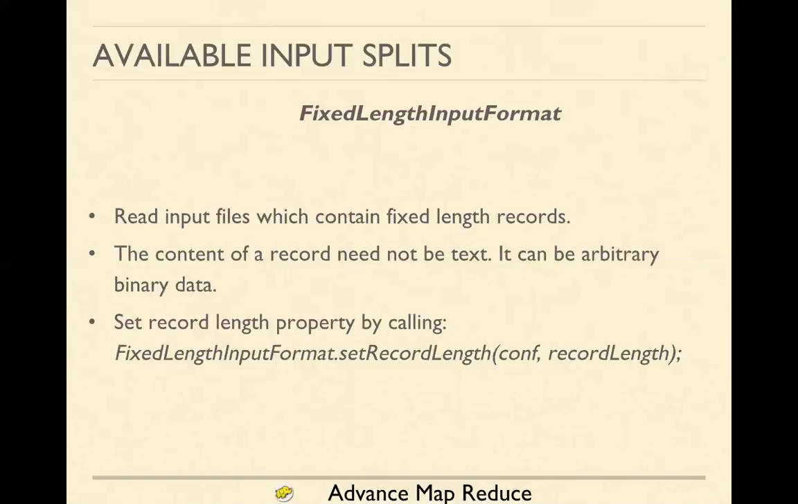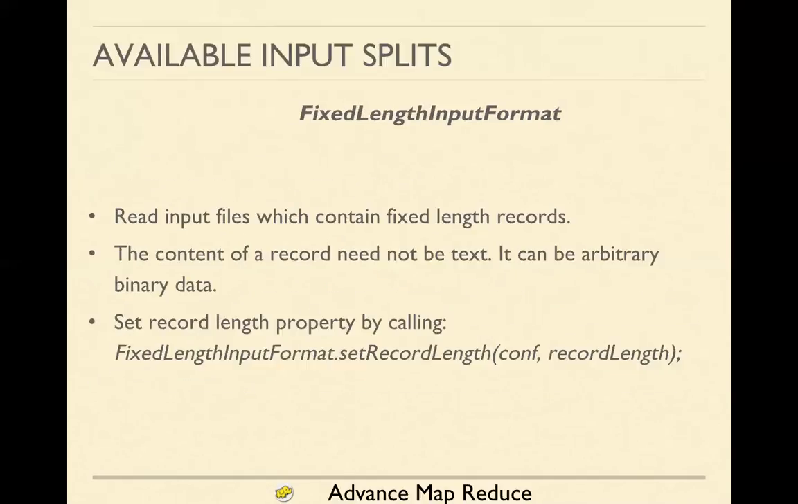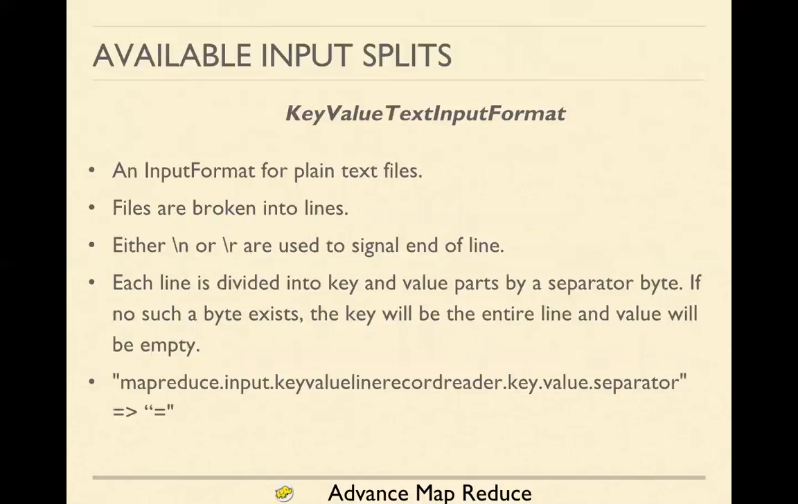Now, when you are dealing with fixed records, as in every line is exactly 80 characters or so, in those cases you use fixed length input format. If your raw data is in that format, you use this. If your raw data in the file is in the form of key and value, where every line contains a key and value, in those cases you use key value text input format. Examples are property files and so on.